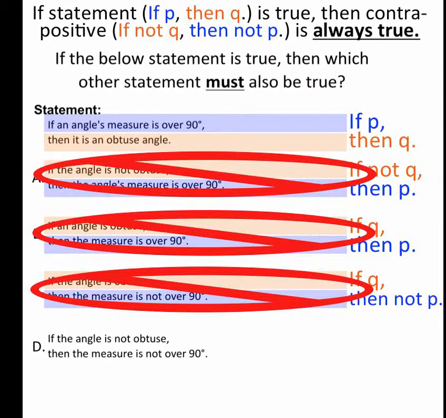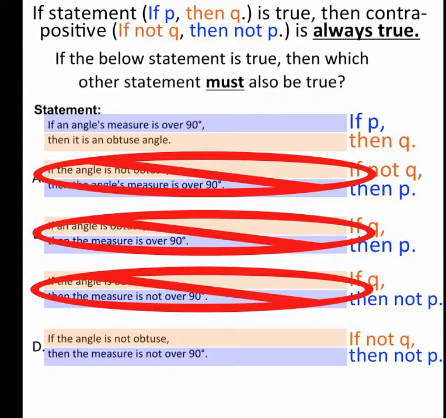But now let's look at D. If the angle is not obtuse, if not Q, then the measure is not over 90 degrees, then not P. That is my contrapositive, so I know my answer is D.